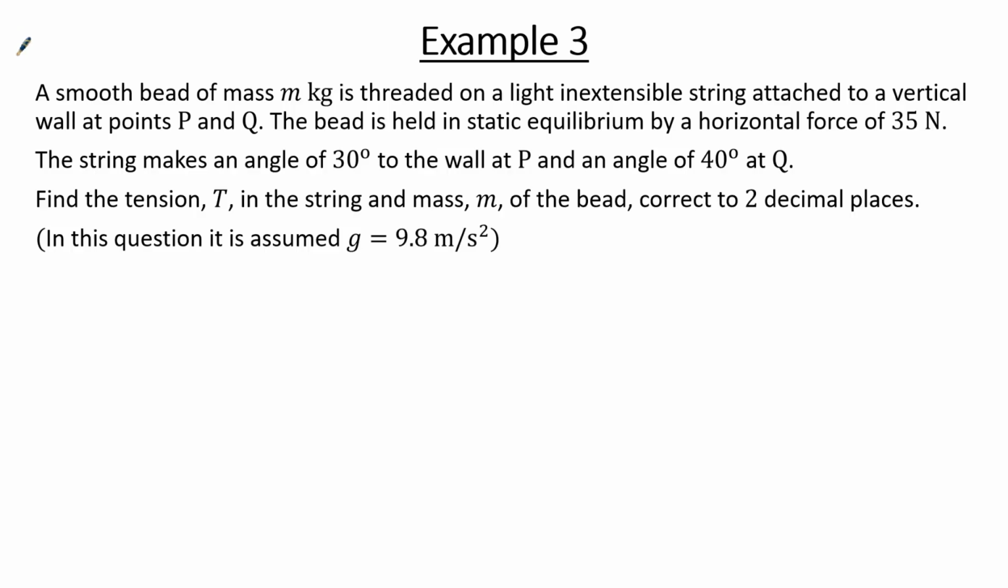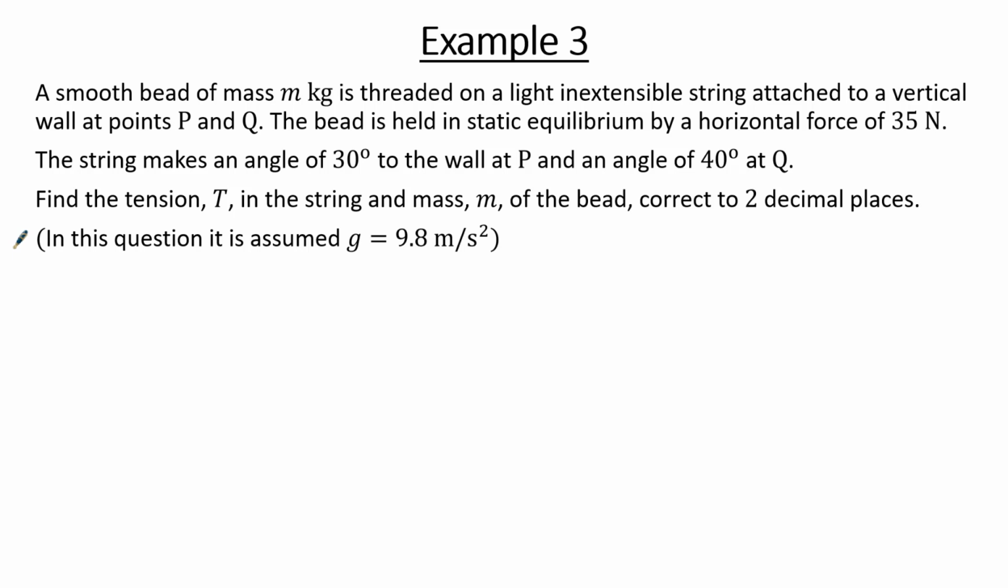Here is example 3. A smooth bead of mass m kilograms is threaded on a light, inextensible string attached to a vertical wall at points P and Q. The bead is held in static equilibrium by a horizontal force of 35 newtons. The string makes an angle of 30 degrees to the wall at P and an angle of 40 degrees at Q. Find the tension T in the string and mass m of the bead correct to 2 decimal places.